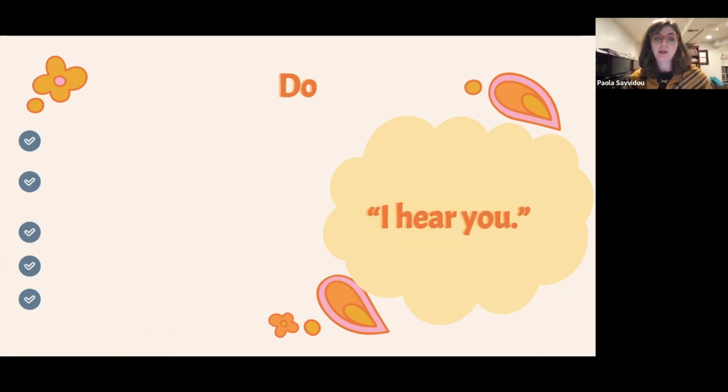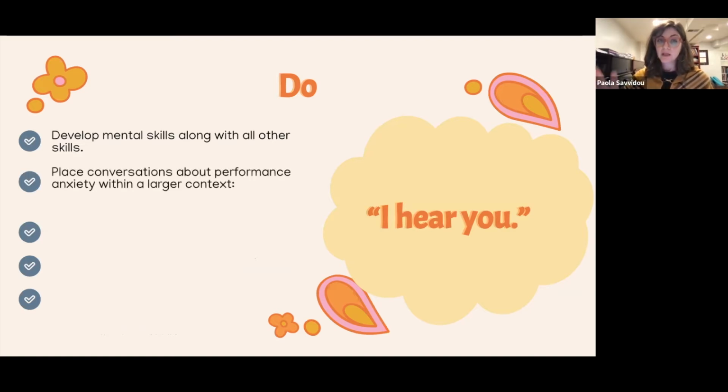So, things you can do: think about developing mental skills that go along with all other skills like sight reading and technique. Develop those skills over time, not just the week before or the lesson before the performance. Place conversations about performance anxiety within a larger context, like goal setting, right? How can we work backwards from your recital or your studio recital to set up some other goals that prepare you for that final performance? What does that mean for your week-to-week progress?